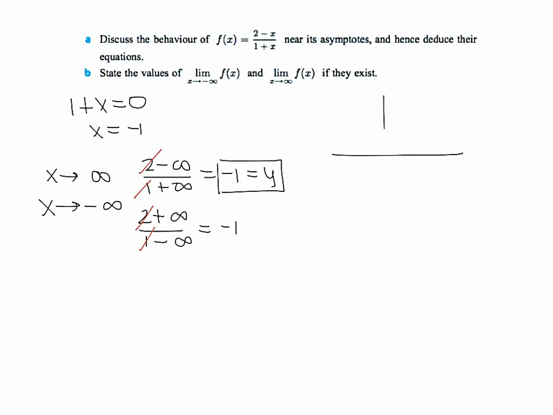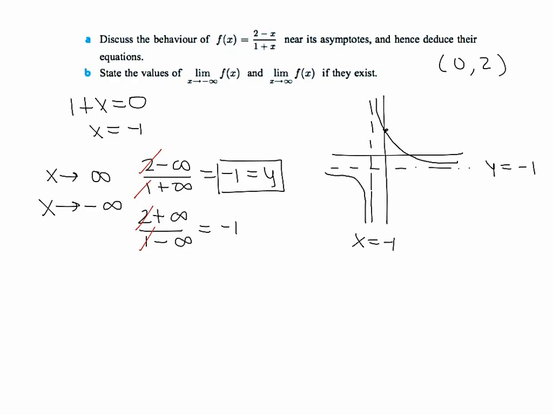So the graph is undefined when x is equal to -1 and y equals -1. When x is equal to 0, you pass through the point 2. So this time the graph will look something like this, and they come in pairs, so something like this.